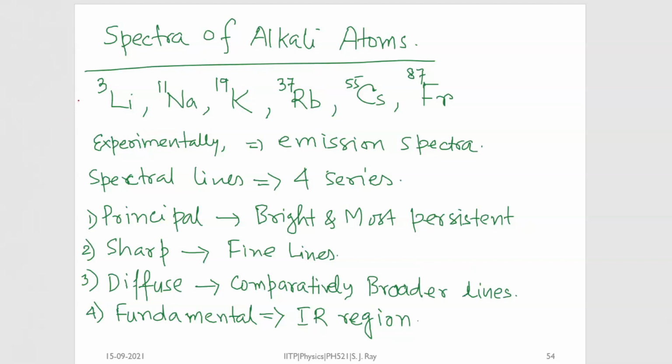Having said that, let us now look at the spectra of alkali atoms. What are the alkali atoms? The following atoms are called alkali atoms: lithium, sodium, potassium, rubidium, cesium, and francium, I forgot the name actually. Commonly we mostly talk about lithium, sodium, potassium, and rubidium.